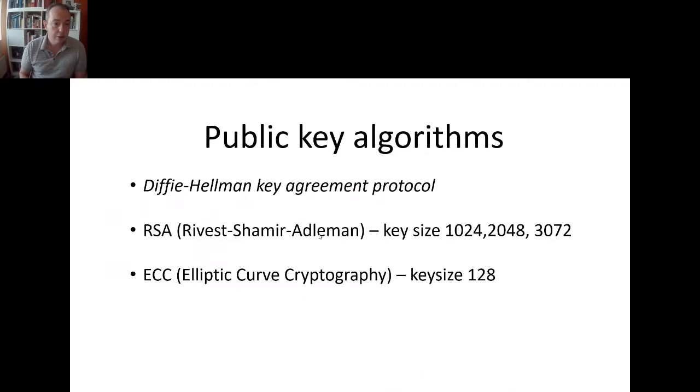These are a few public key algorithms. So the Diffie-Hellman key agreement protocol you have already seen. RSA is a very well-known asymmetric algorithm. And there's also elliptic curve, which is used in modern HTTPS connections today.